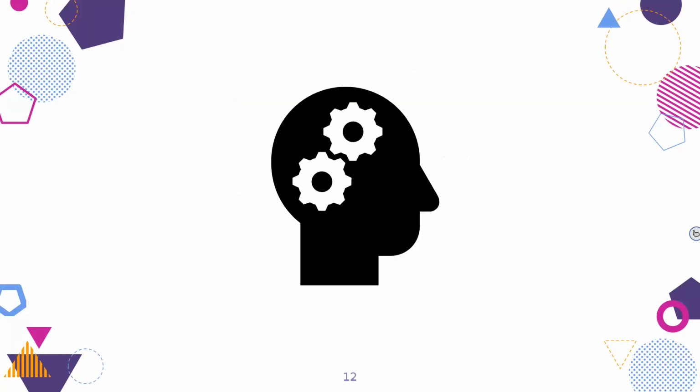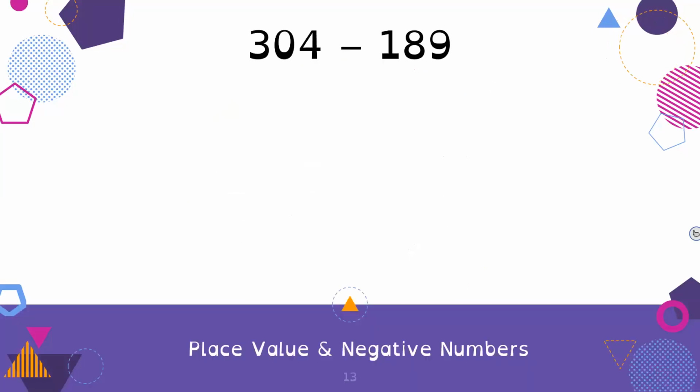So instead, I think it's important to develop strategies that you can use in various situations that are based on your comfort and confidence. Today's question is 304 take away 189. And we're going to be using the strategy of place value and negative numbers, which is a little bit different than what many folks are taught about subtraction.